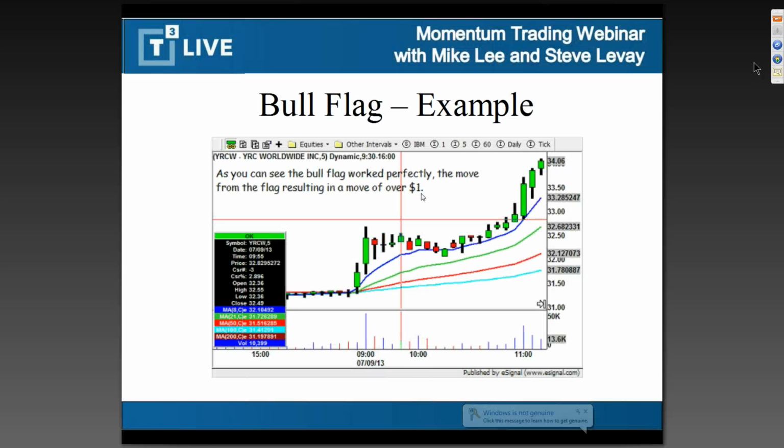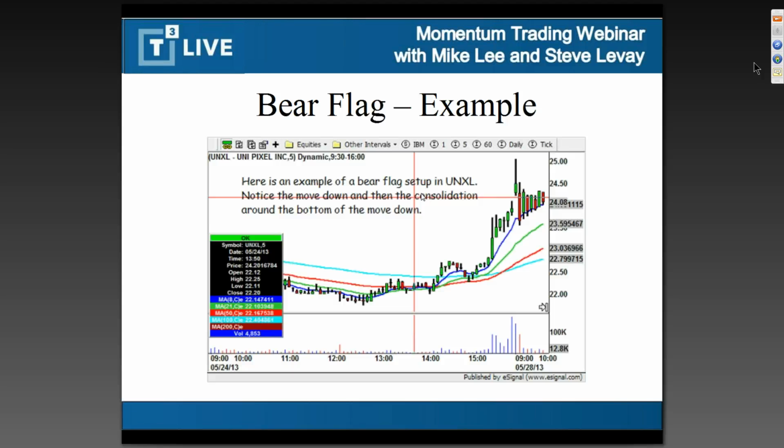Okay, now I'm going to go over a bear flag example. Here's an example of a bear flag that set up yesterday in UNXL. The stock has been pretty beaten down. This one was taken when it was at 25. And as you can see, you had the big move down here, followed by what looked to be trying to bounce. And as you can see, it's developing a nice bear flag scenario.